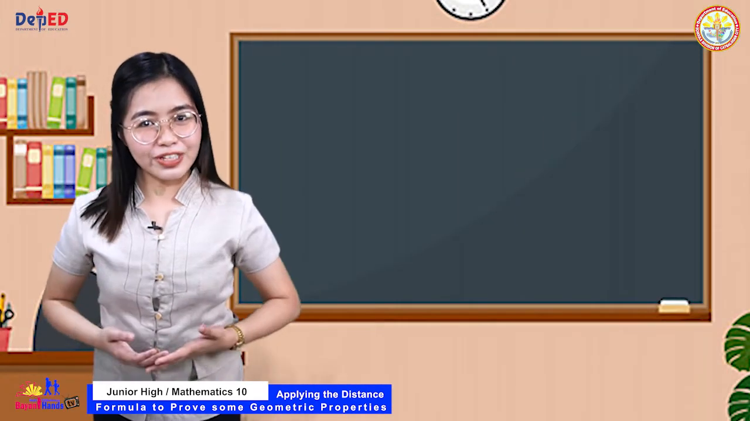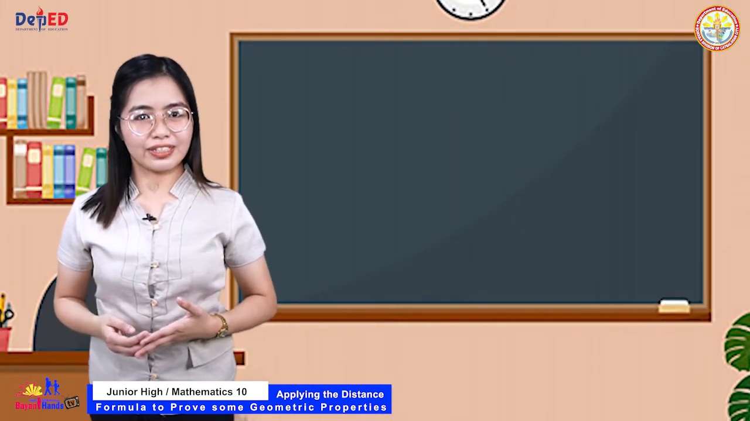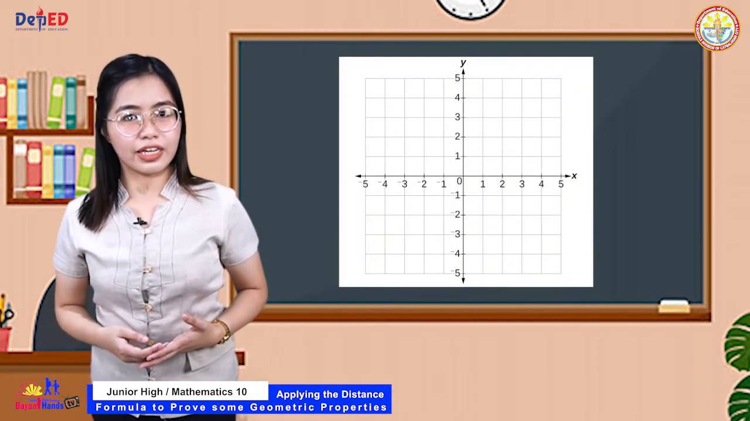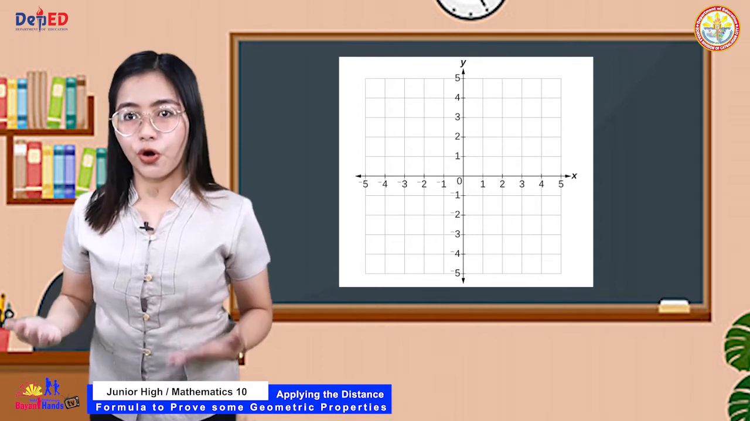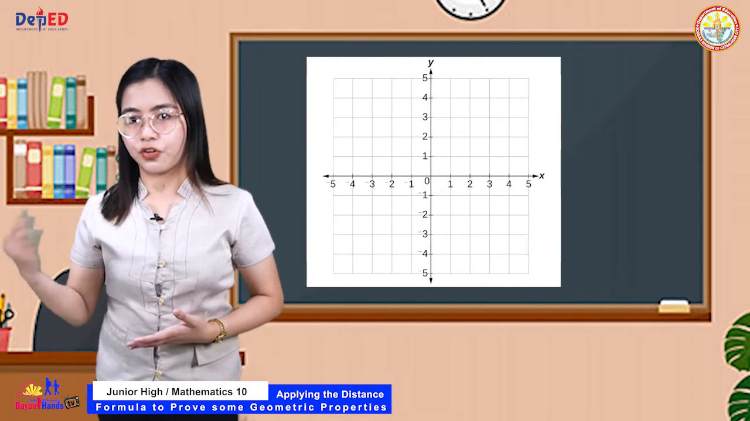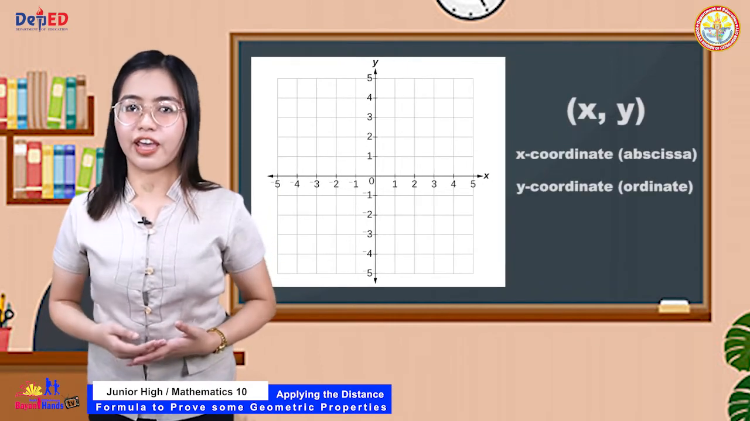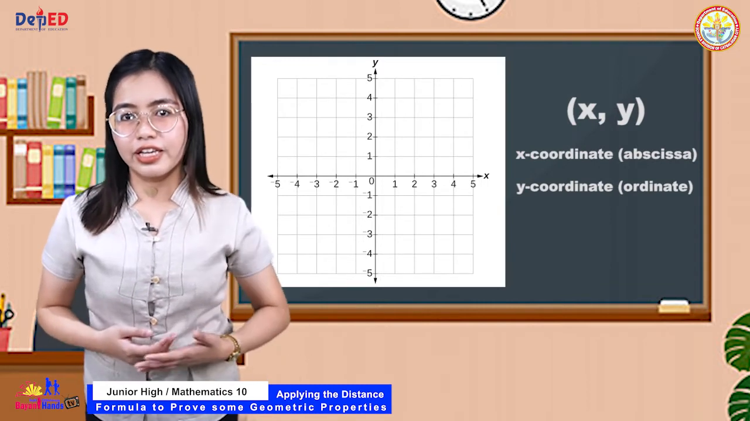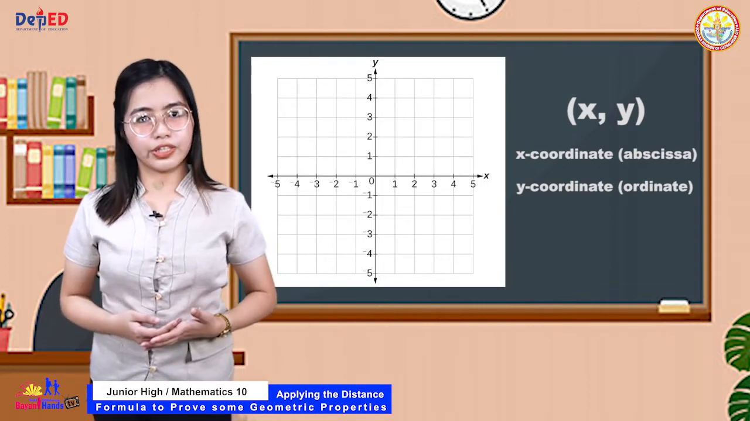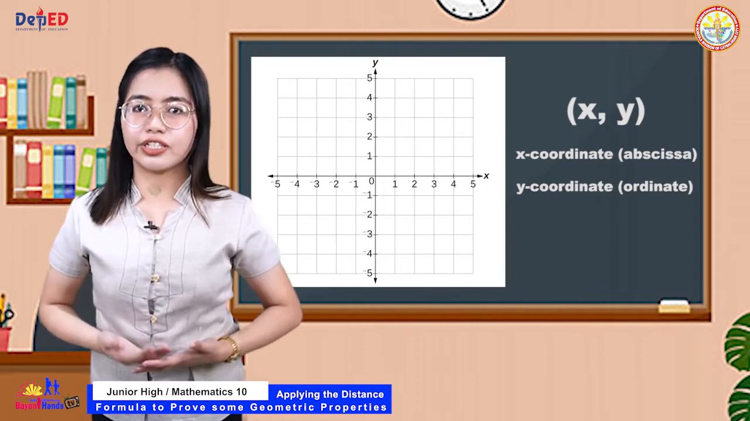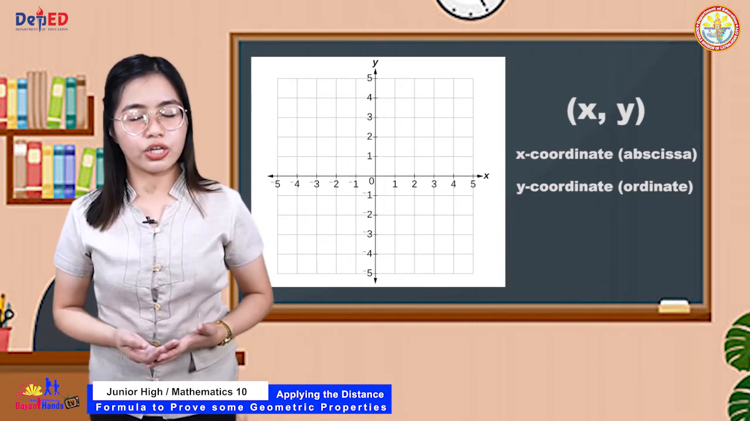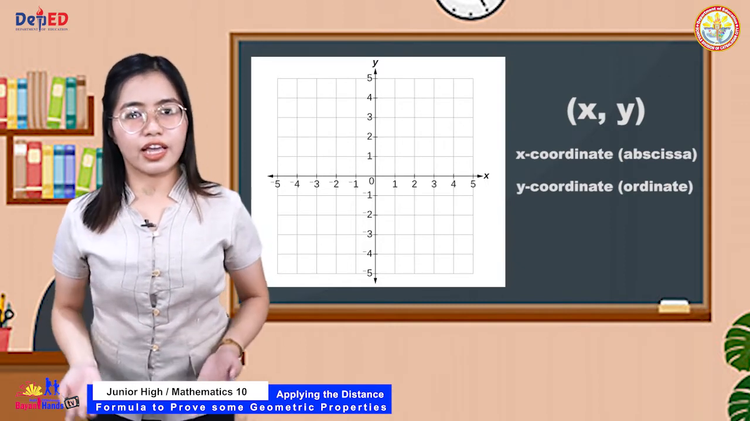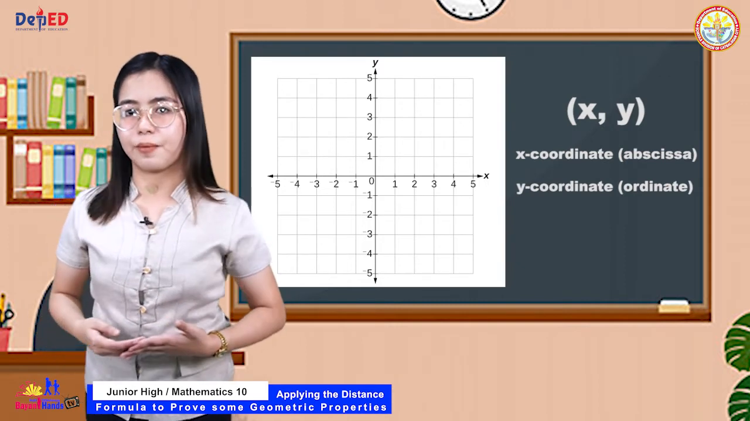Did you get a perfect score? Very good! Remember that the coordinates of points are always written as an ordered pair of the form (x, y). The first value corresponds to the x-coordinate, called the abscissa, while the second is the y-coordinate, called the ordinate. These coordinates tell us the exact location of each and every point in the Cartesian plane, just like locating places in a map.